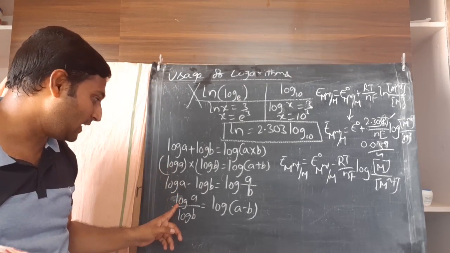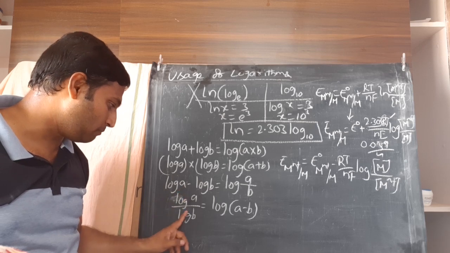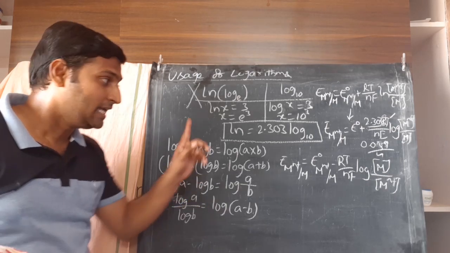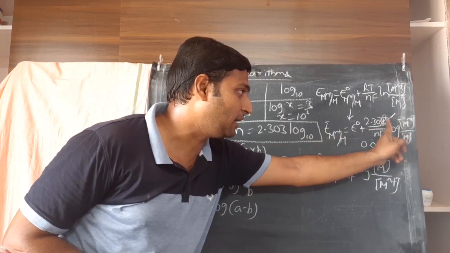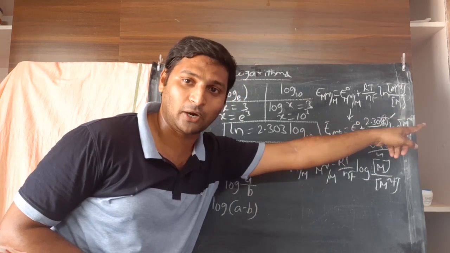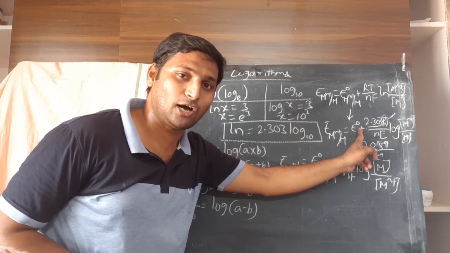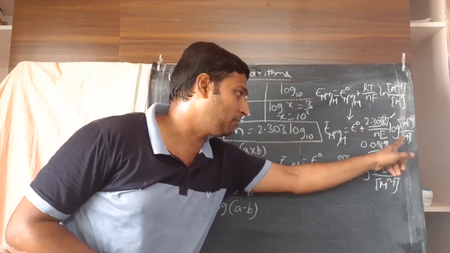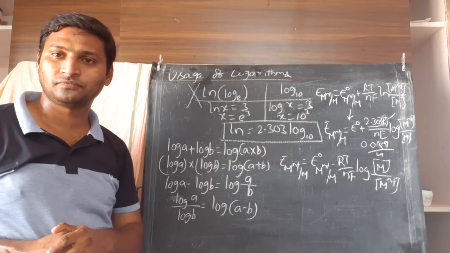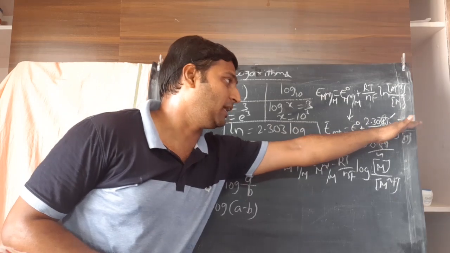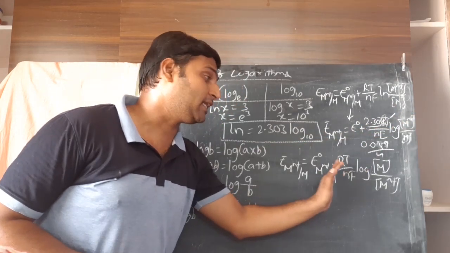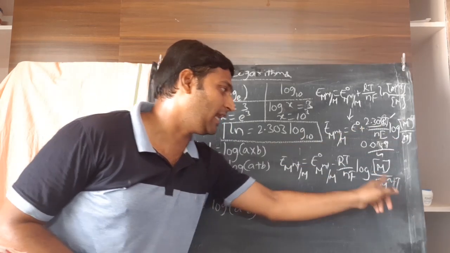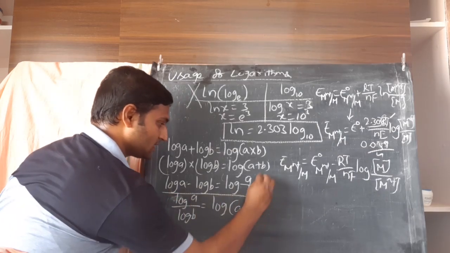Just now you understood that log of A by B is nothing but log A minus log B. That means log of reactant by product is nothing but log of reactant concentration minus log of product concentration. Now plus of A by B is nothing but minus of B by A, right? Plus of A minus B is nothing but minus of B minus A. That's how, if the sign is changed here, the ratio changes here because of this relation. Please understand.